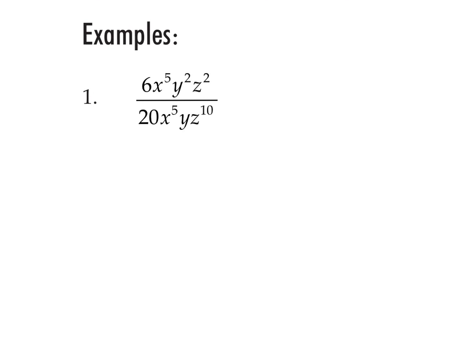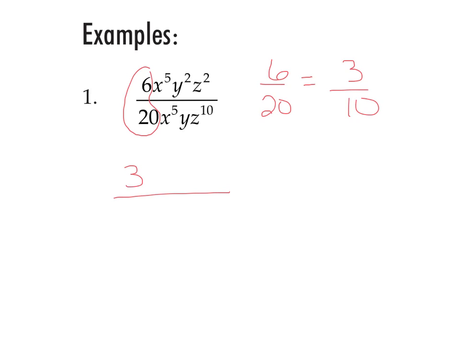I'm going to zoom a little bit. All right, we're going to start with the coefficients. We have 6 over 20, which doesn't reduce to make a whole number, but it can reduce as a fraction. 6 and 20 are both divisible by 2, so you can reduce this down to 3 over 10, and that's how we're going to start. We're going to start with 3 over 10. And then we'll reduce our x's. We have 5 on the top and 5 on the bottom. Well, what does that mean? That means they're all gone.